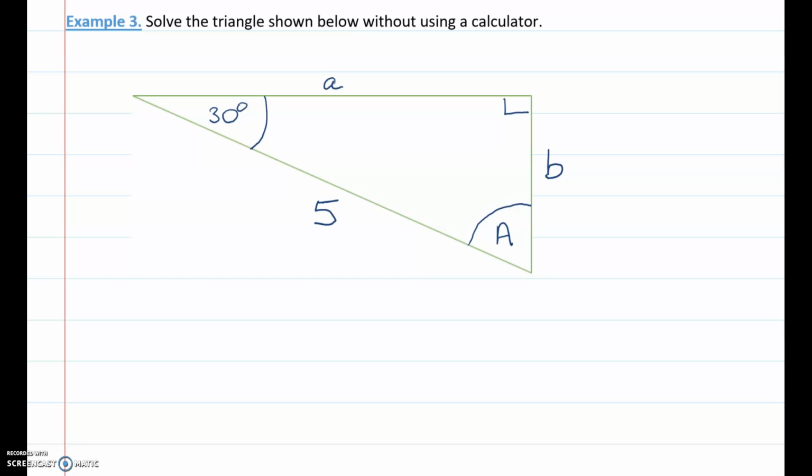So in this example, we have another right triangle. We know one angle other than the right angle. We know one side, and we're trying to find two other sides. So as always, let's begin by labeling the different sides.